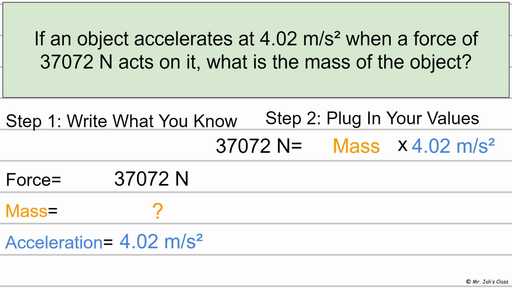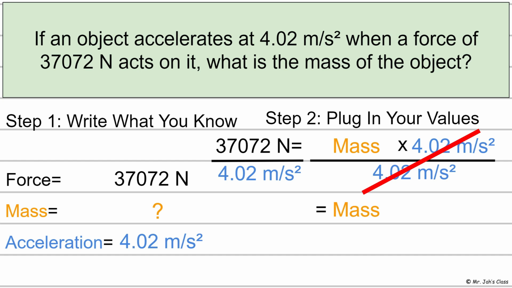So how do we solve for mass in this scenario? We have to think, what is happening to the mass? The mass is being multiplied by the acceleration. So if it is being multiplied, we have to do the opposite operation, which is division. So we're going to go ahead and divide. So we divide that, and then that cancels out. Whatever we do to one side of the equation, we have to do to the other side.